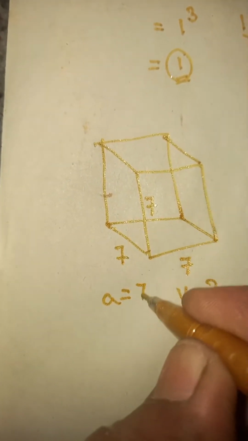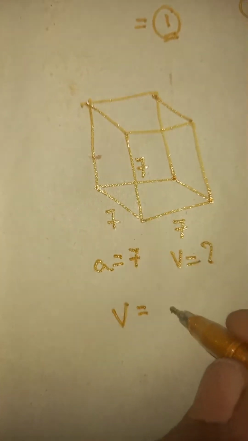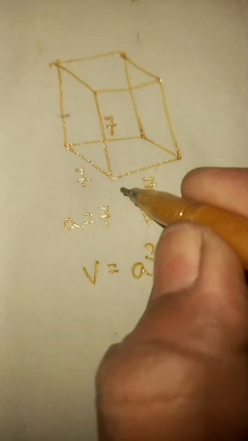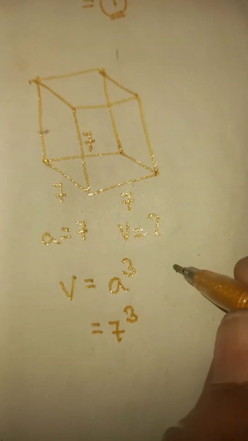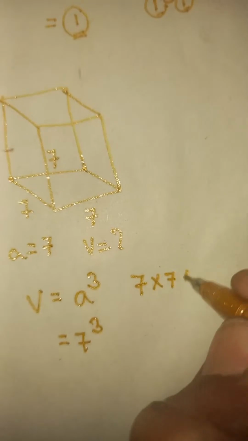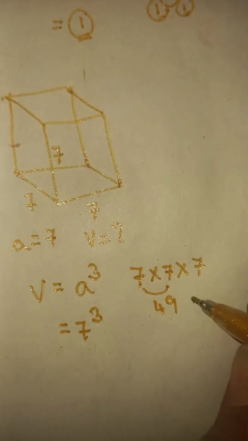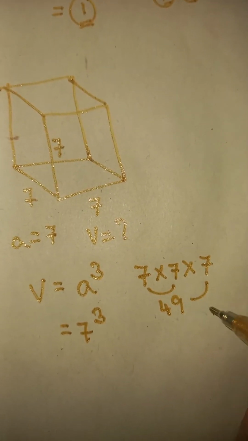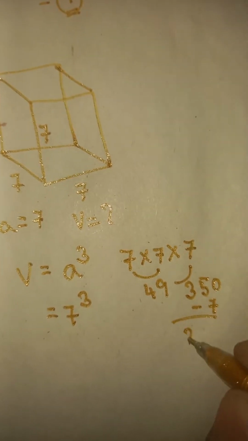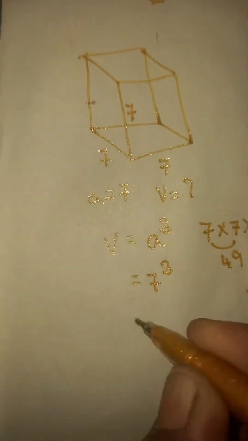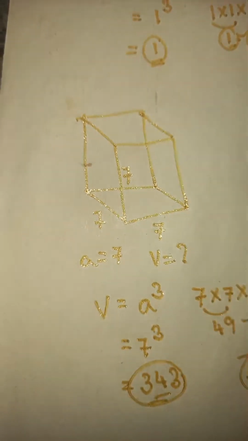In this cube the edge length is 7 units. Volume of the cube means edge length cubed. Here the edge length is 7 units, so it becomes 7 cube. 7 cube you can also write as 7 times 7 times 7. 7 times 7 is 49, and 49 times 7: 50 times 7 is 350, minus 7, that is going to become 343. So 343 cubic units is the volume of this cube.